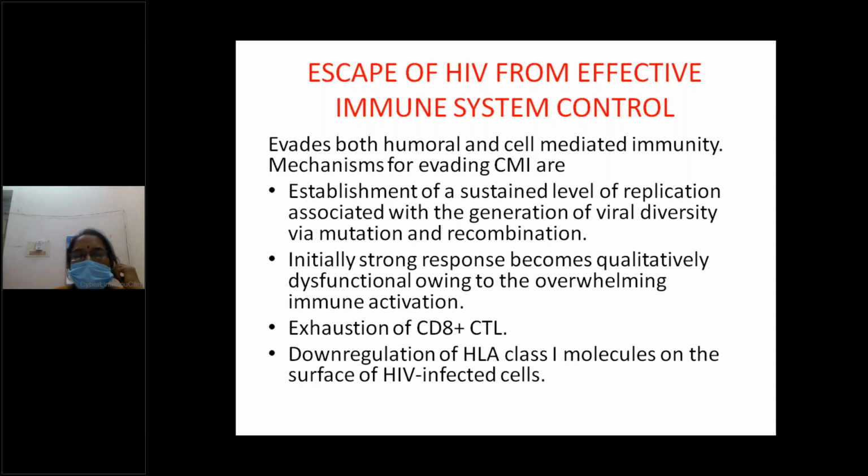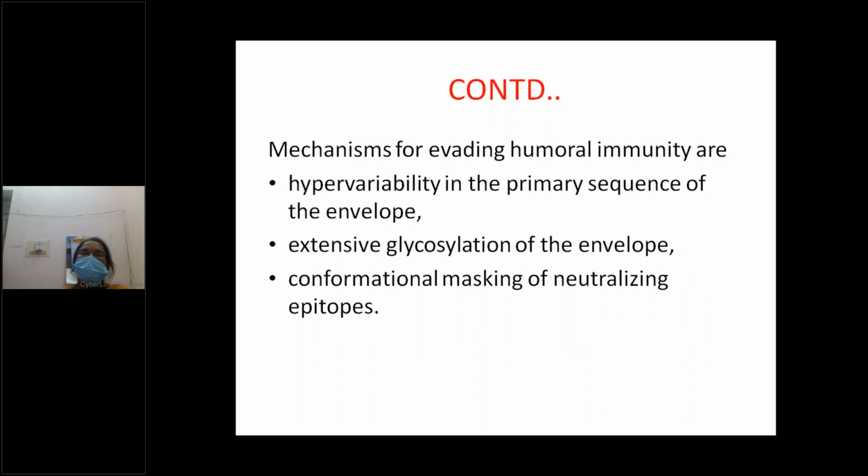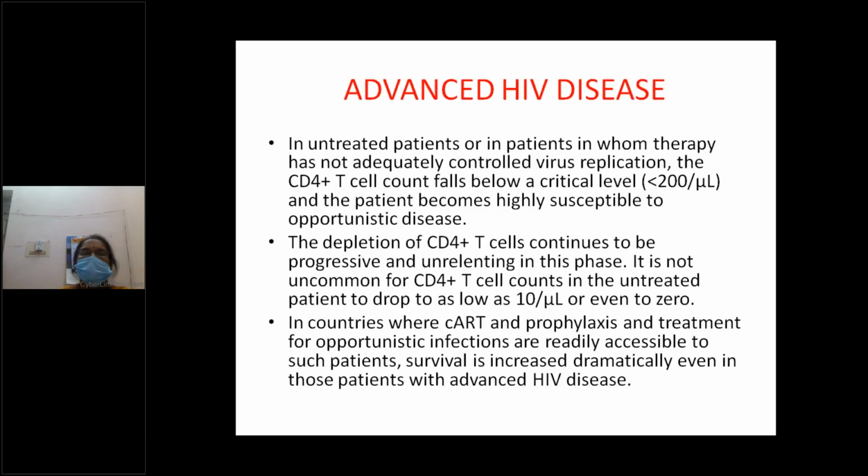T lymphocytes and downregulation of HLA class 1 molecules on the surface of HIV infected cells. There is reversal of the ratio of CD4 and CD8 plus CTL cells. So there are increased CD8 plus cells and decreased CD4 cells. Mechanisms for evading humoral immunity are hypervariability in the primary sequence of the envelope, extensive glycosylation of the envelope, and conformational masking of neutralizing epitopes.